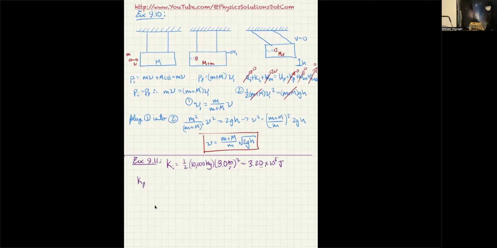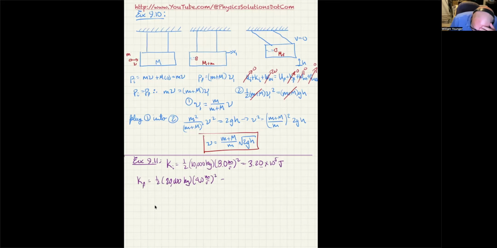The final kinetic energy is one half of 20,000 kilograms times 4.0 meters per second squared. You can see the mass went up by a factor of two, but the velocity went down by a factor of two, and that meant the kinetic energy went down by a factor of two squared, which is four. So we expect about half of the kinetic energy to be missing, and you'll see that that's the result.